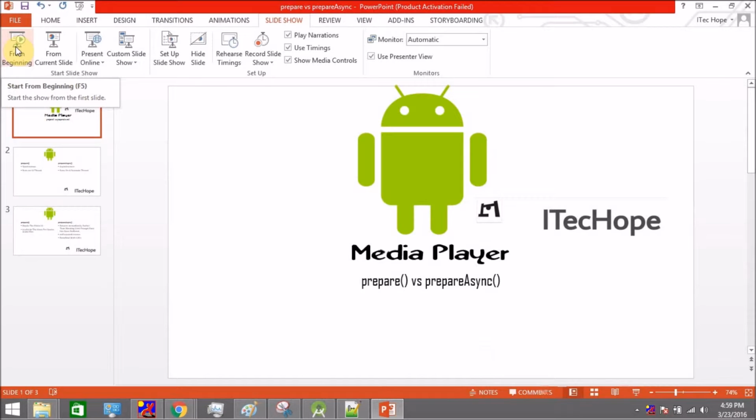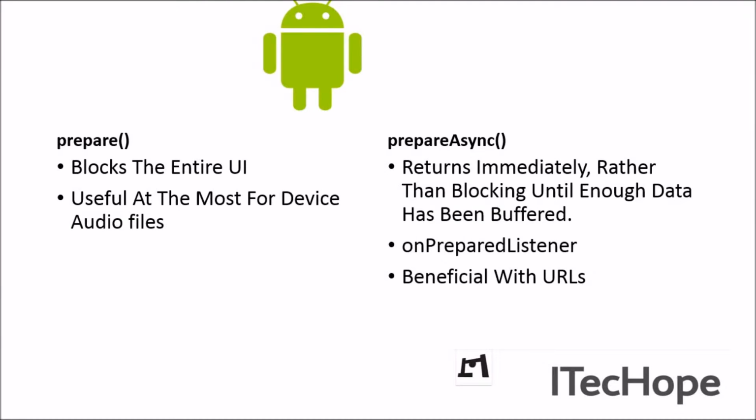So that means that until it finishes its work, it's going to block the entire UI. This doesn't sound appealing to any of the users, I would say. On the other side, the prepareAsync method returns immediately. When we call the prepareAsync method, it directly allocates another thread for preparing the data and it returns immediately to the UI so that it doesn't block the UI.